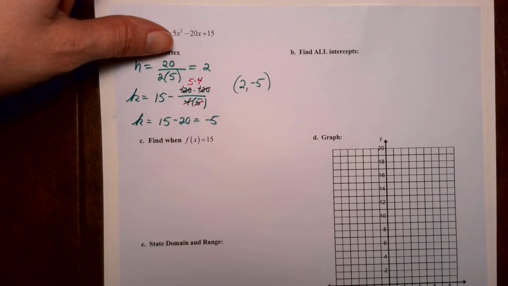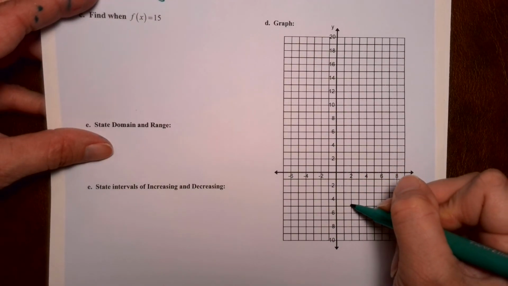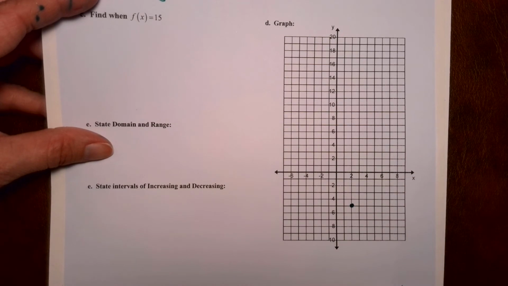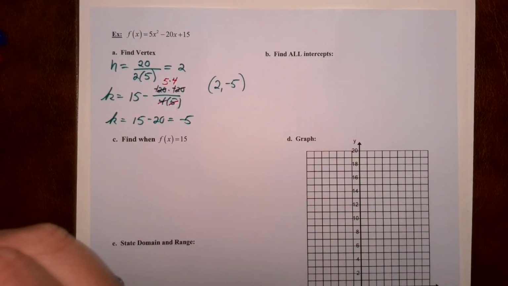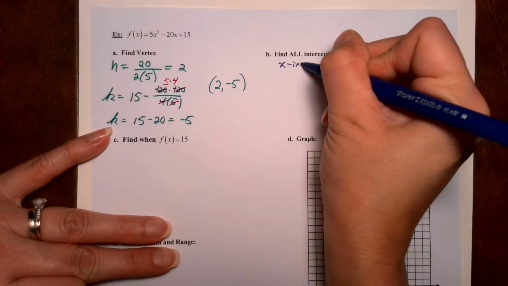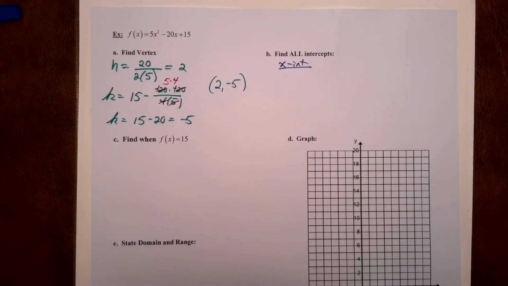Let's go ahead and graph that right away. 2, negative 5. There we go. There's the vertex. V for vertex. Okay, let's see. What else? Find all intercepts. Ooh, look how they did that. Find all intercepts. So let's find x-intercepts. And then we also have to find the y-intercepts.